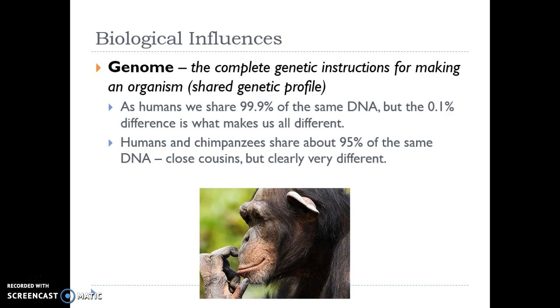All right, so next we have the genome. The genome is basically the genetic blueprints for any type of species. So it's the complete genetic instructions for making any kind of animal, including humans. As humans, we actually share 99.9% of the DNA, but it's that 0.1% that makes us all different. If you look around the room, you can see that we are all very different. If you think about the world in general, we are all very different people, but we share an overwhelmingly huge percentage of the same DNA. That's part of our genome, the human genome.